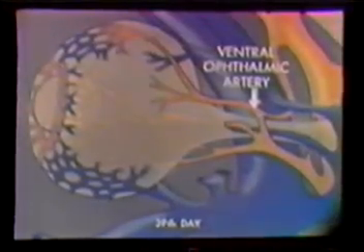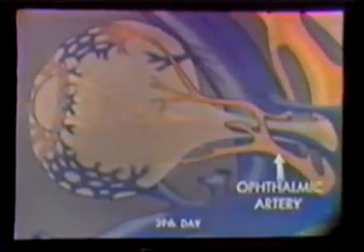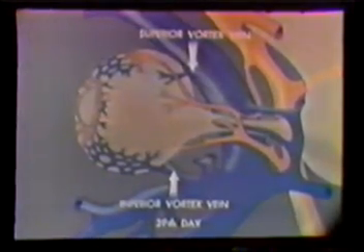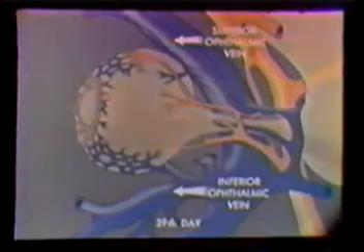Meanwhile, the ventral ophthalmic artery is anastomosing with the definitive ophthalmic, and its distal portion will become the nasal long ciliary. The remainder of the ventral ophthalmic will soon disappear. The ophthalmic artery is now the only branch from the internal carotid to the eye. Meanwhile, the venous system has further developed, forming the vortex and ophthalmic veins.